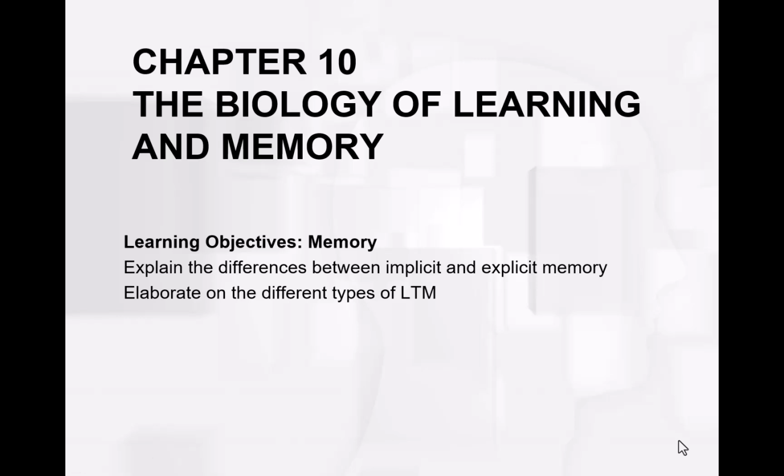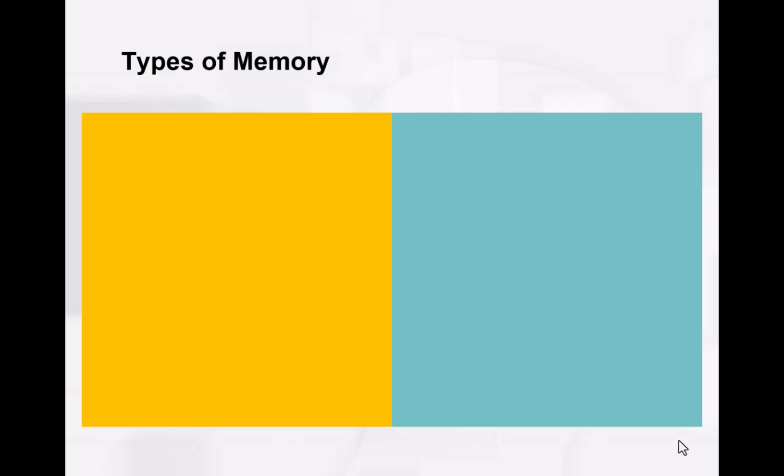Welcome. In this video for Chapter 10, we're going to discuss the differences between the different types of long-term memory, emphasizing the differences between implicit and explicit memory, and hopefully by the end you'll have your own personal example of each type of these long-term memories. We're going to start off talking about the differences between implicit and explicit memory.